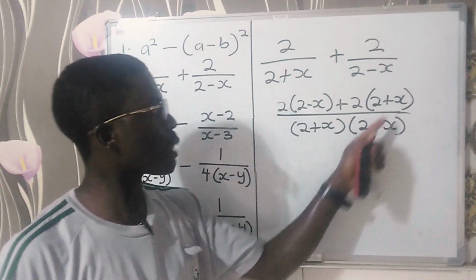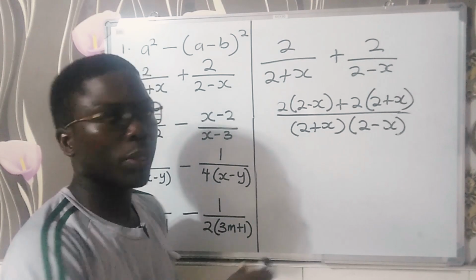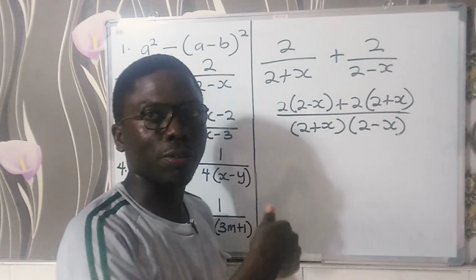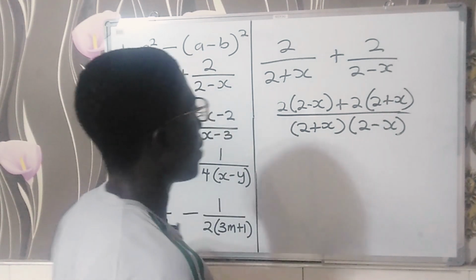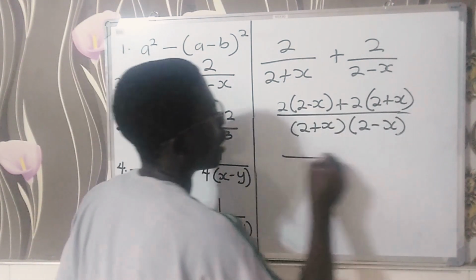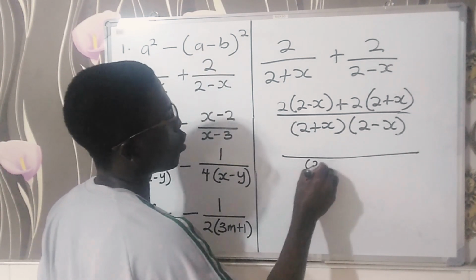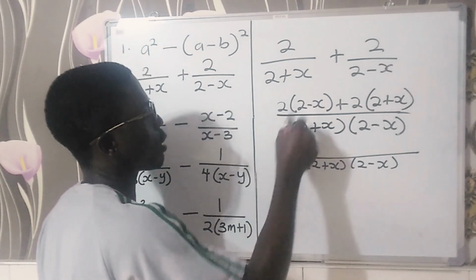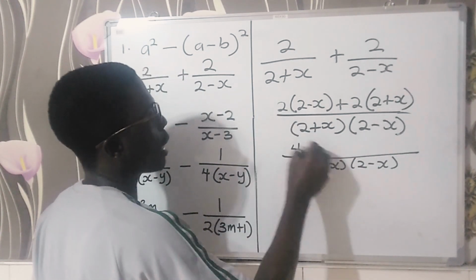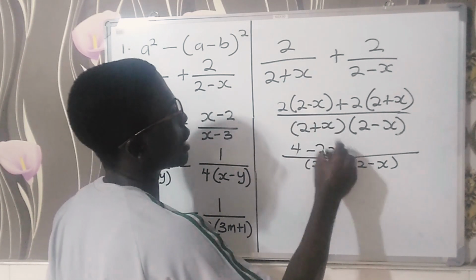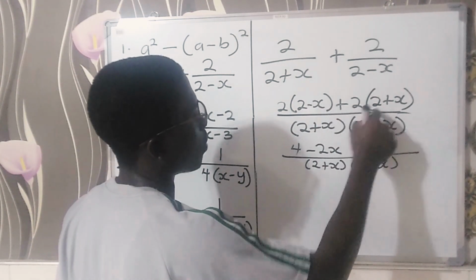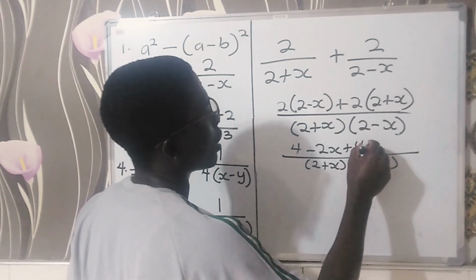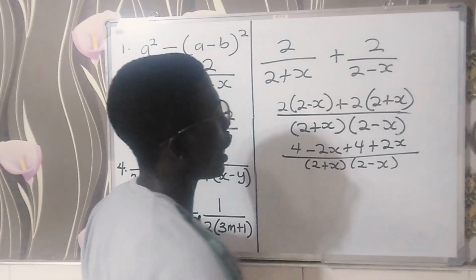Please, you don't cancel at this point. You can cancel after you've expanded the numerator, added and subtracted like terms, and still you have a common factor. Then we cancel out. But at this point, we expand the numerator, and we still maintain our LCM, 2 plus x, 2 minus x. And so this time this will be what? 4. And then minus, this time this will be what? 2x, plus this time this will be what? Plus 4, plus 2 times plus x will be plus 2x.